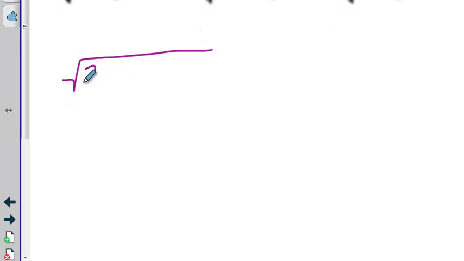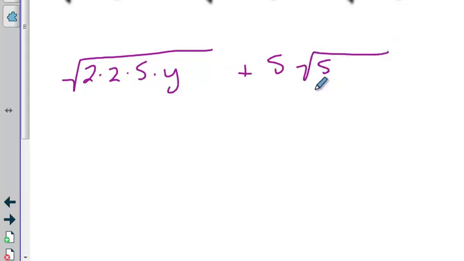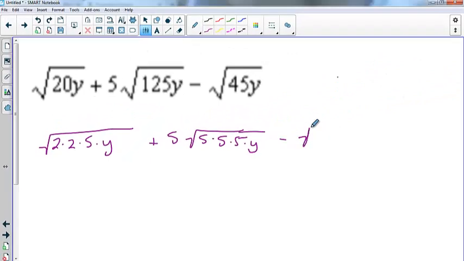Emily. 2 times 2 times 5 times y. Good. Plus the next one, Kathleen. 5 times 5 times 5. Yeah. Minus the next one, Chandler. 3 times 3 times 5 times y. Okay, so doubles come out.